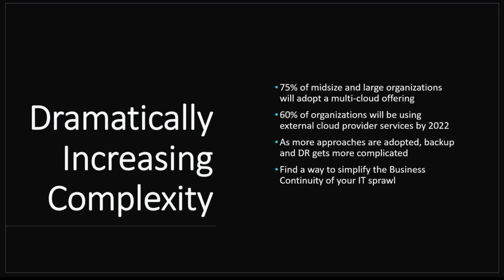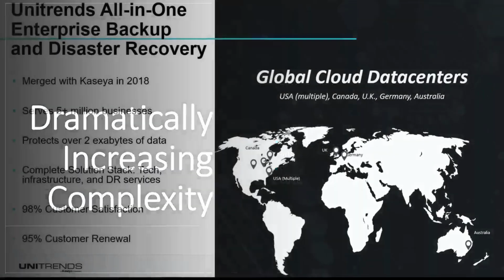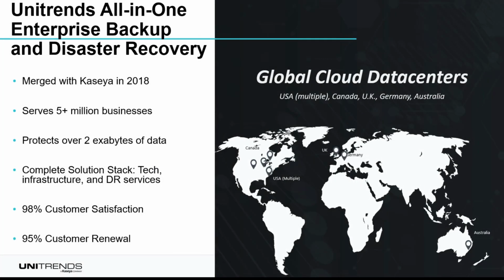And so you need to make sure that with this IT sprawl, you have a way to be able to protect your data no matter where it might be. And simplifying the business continuity and disaster recovery of the IT sprawl is vital to a good solution that's going to be able to ensure business continuity for whatever IT related needs your business or department might have. That's where Unitrends comes into play.